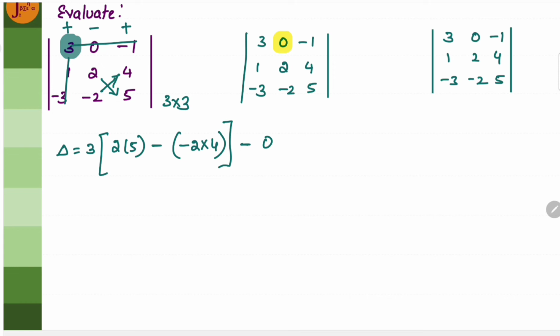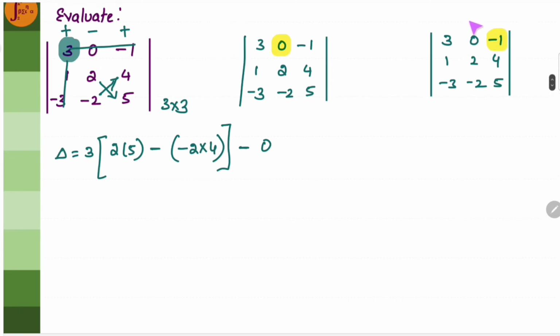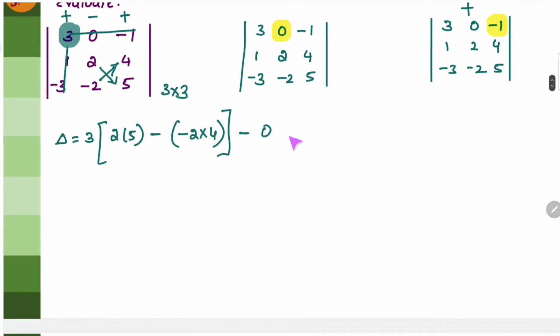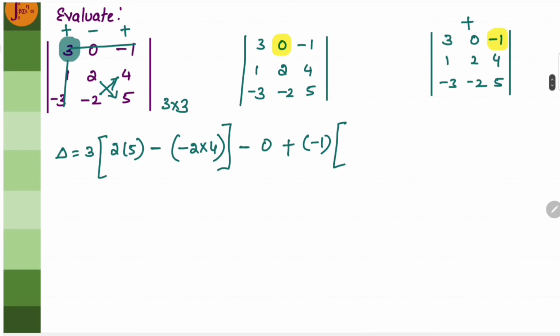Now let's go to the third element. This is the third element. The third element you need to add. That is plus, add it. What is the third element? You have minus 1. Now what are the elements? Ignore the row in which minus 1 is there. Ignore this row, ignore this column. So you're left with these elements: 1, 2, minus 3, minus 2.